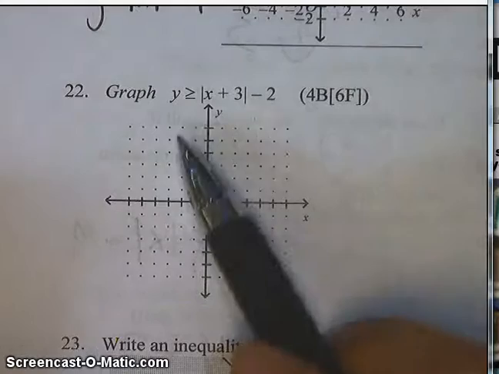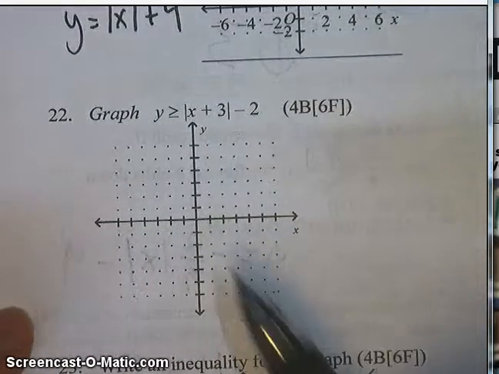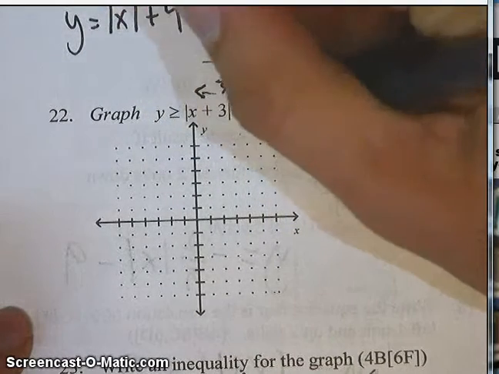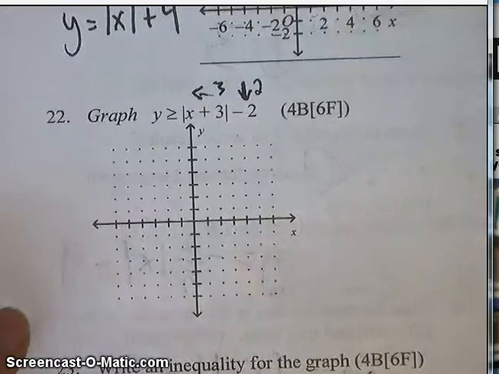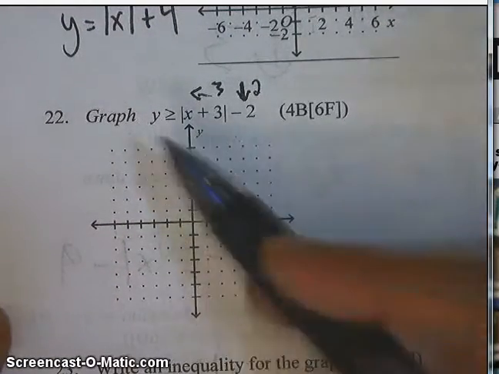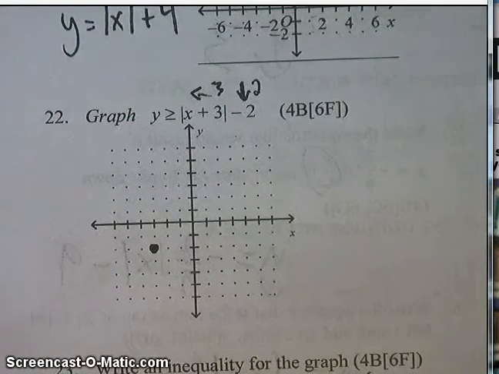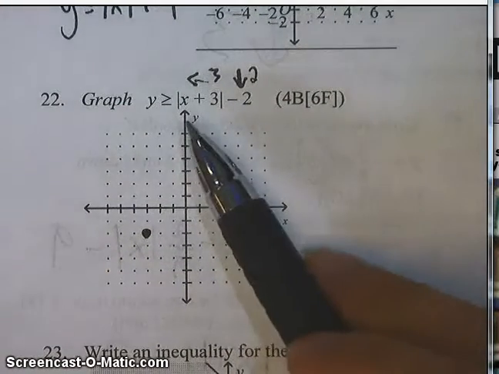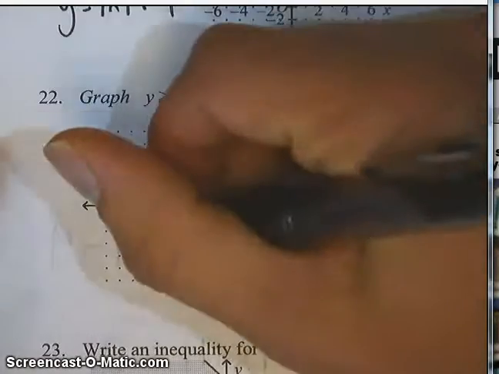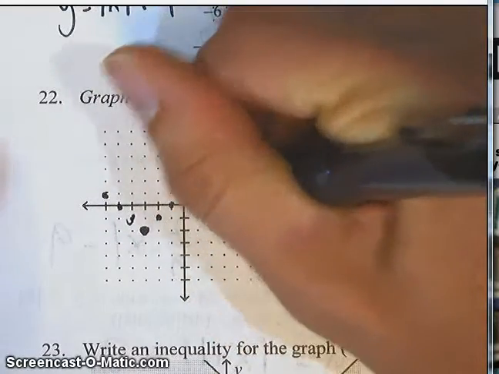Graph y is greater than or equal to absolute value of x plus 3 minus 2. So from 0, 0, this thing is going left 3 and down 2. So I'm going to start there. I'm going to go left 1, 2, 3 and down 1, 2, and I'm going to put a dot right there at negative 3, 2. And from here I'm looking at the equation, and there's no number in front there, so there's no vertical stretch or compression. So I'm just going to simply go up 1 over 1, up 1 over 1, up 1 over 1 in both directions.